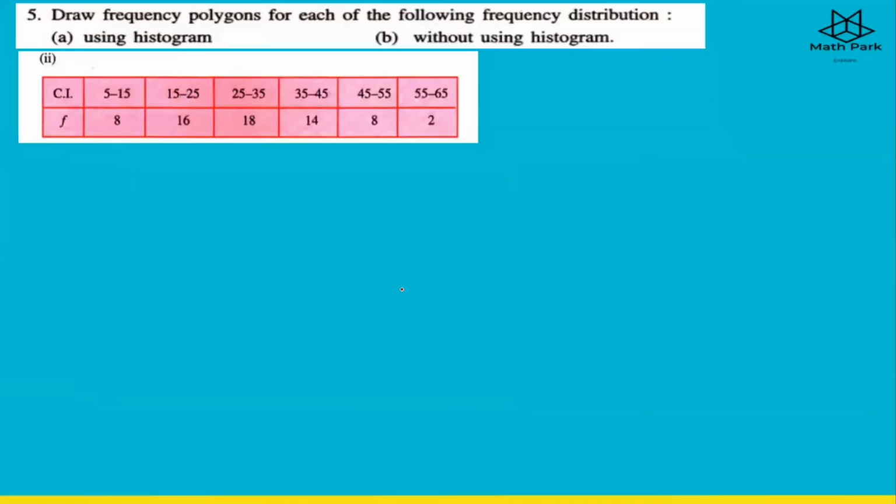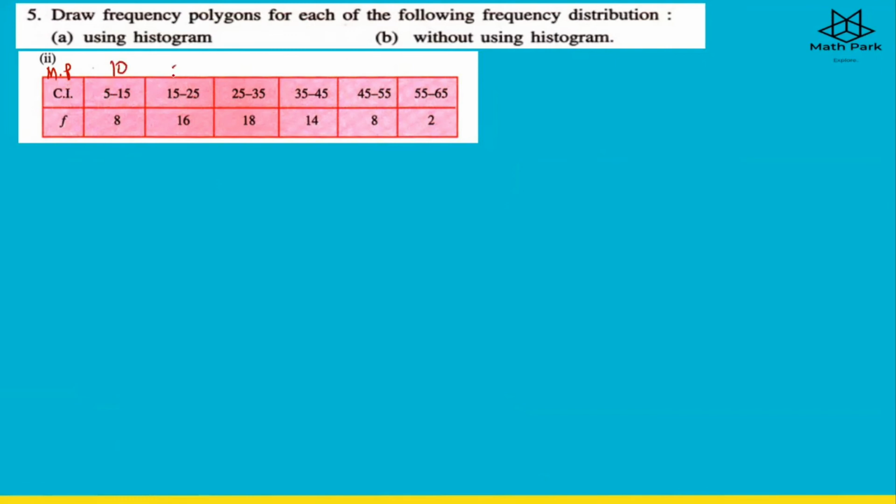Now the last question we'll be doing, now this one we will be doing without using histogram. Now 5 to 15, now the classes are continuous, right? So we have to find the class mark or midpoint. So 5 to 15, 5 plus 15 is 20, 20 divided by 2 is 10, the midpoint is 10.